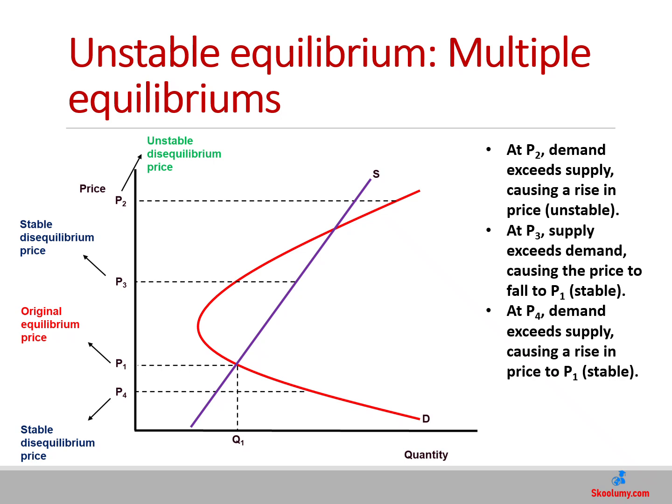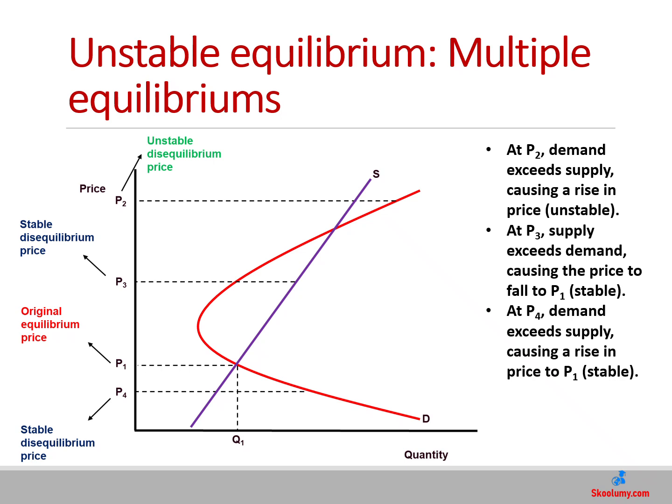Unstable equilibrium: multiple equilibriums. At P2, demand is more than supply, price rises, not returning to the original equilibrium price. It is an unstable disequilibrium.